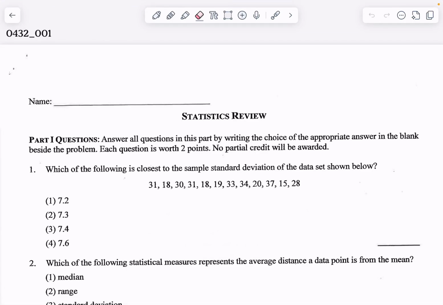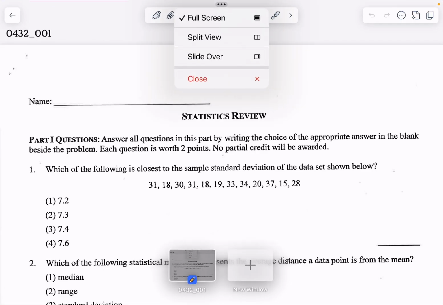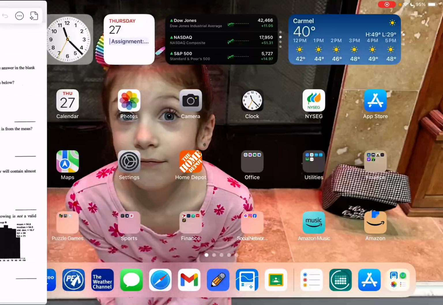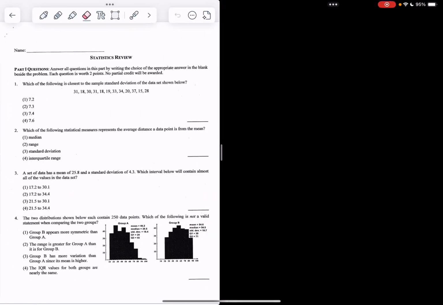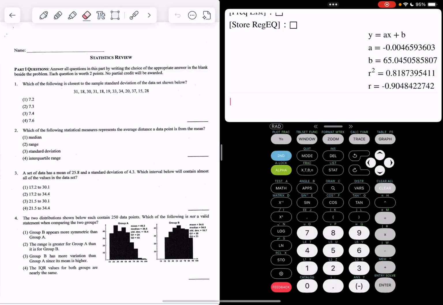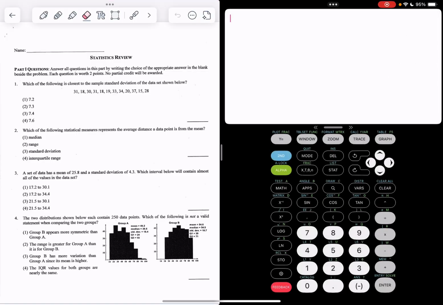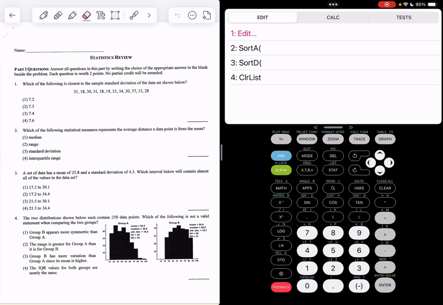All right, so let's see, just a review of what you did in class today for the test tomorrow. This first one says, which of the following is closest to the sample deviation of the data shown below? So we have to put everything into the calculator into L1.